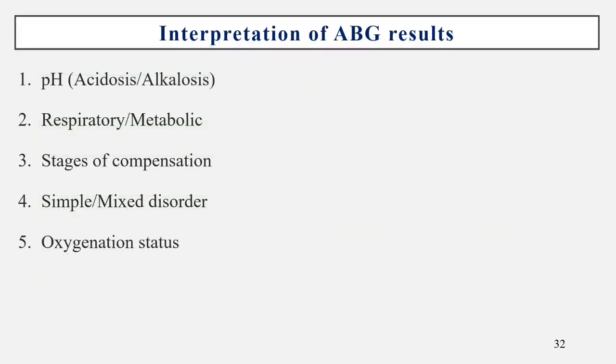Next is interpretation of ABG results. pH increased or decreased, that is acidosis or alkalosis, and respiratory acidosis or metabolic acidosis or alkalosis, the stage of compensation, simple or mixed disorders, and oxygen status. These are the interpretations of ABG results.